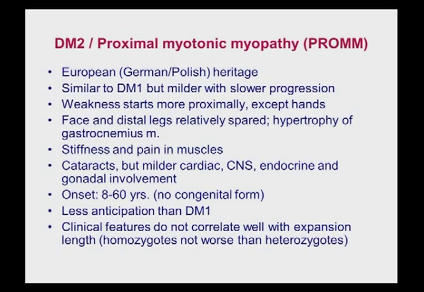DM2 is a little bit different. They tend to be milder. They have a slower progression. The weakness usually starts more proximally than it does in DM1, and there's often sparing, particularly of the lower extremities, so the calf muscles can become very hypertrophic, somewhat similar to what you see in Duchenne's muscular dystrophy. They also can develop cataracts. They do have involvement of the endocrine system, the CNS and gonads, but it's usually somewhat milder than in DM1. There is no congenital form of DM2, and there seems to be less anticipation.